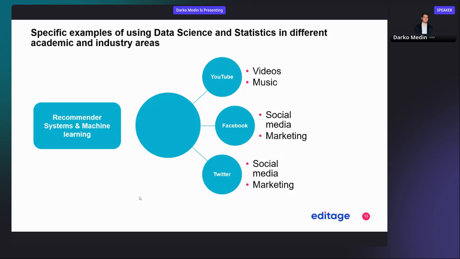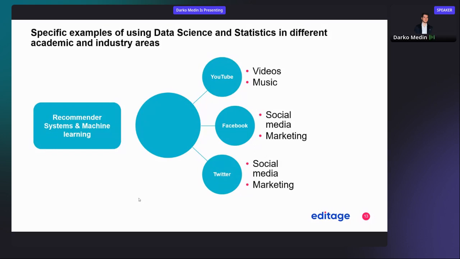As it can be seen on this graph, it says recommender systems and machine learning. On the right part of the slide, there are circles with YouTube, Facebook, and Twitter. All these have something in common. They're video companies or social media companies, but they have something in common, which is that recommender systems and machine learning are essential in the functionality of these platforms.